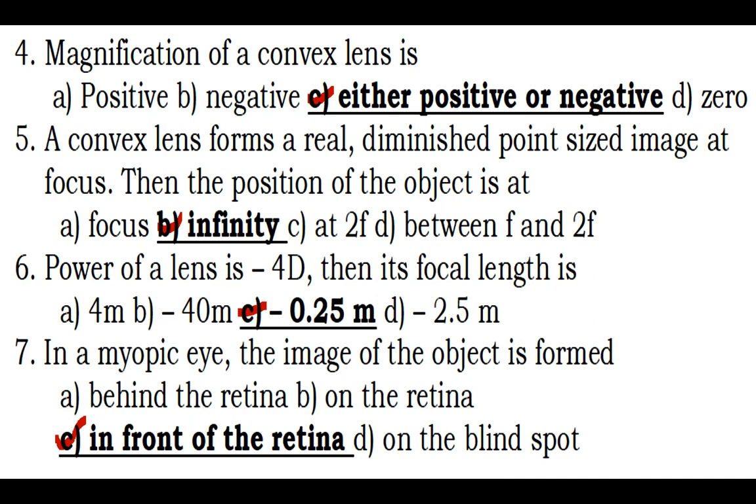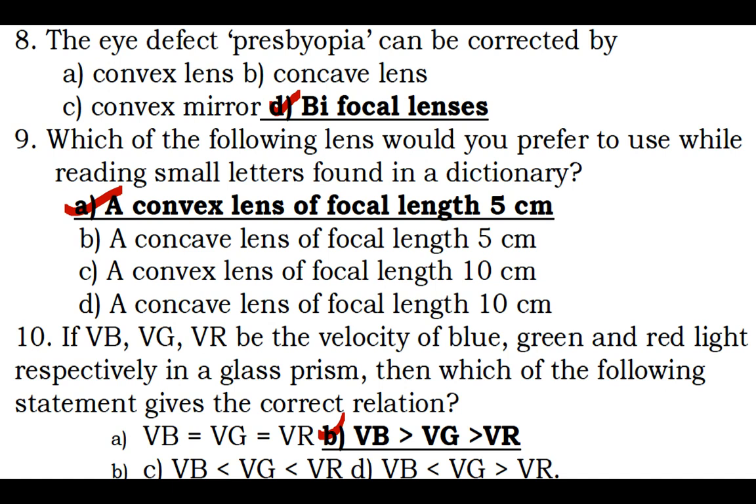Question number 7. In a myopic eye, the image of the object is formed option C, in front of the retina. Question number 8. The eye defect presbyopia can be corrected by option D, bifocal lenses. Question number 9. Which of the following lenses would you prefer to use while reading small letters found in a dictionary? Option A, that is a convex lens of focal length 5 cm.